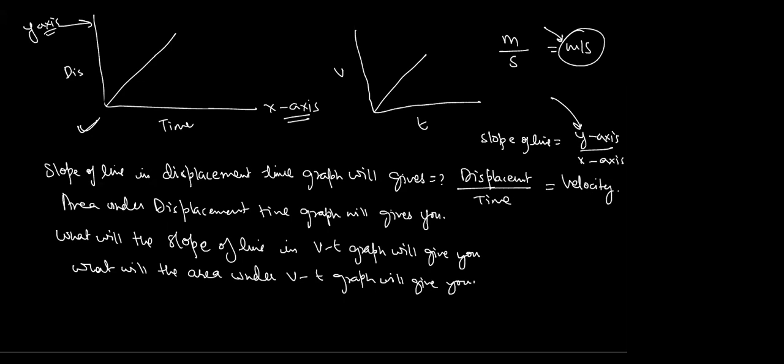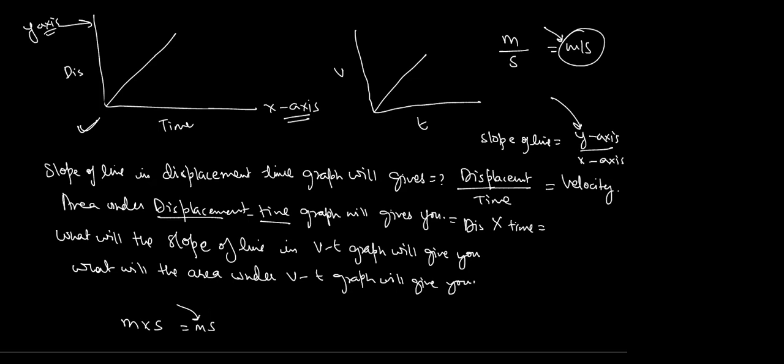Now the area under the displacement-time graph. When I'm talking about area, it simply means multiplication. Here you have to multiply displacement and time. Displacement has the unit meter, and time has seconds. So meter second. Do you think any physical quantity has the unit meter second?